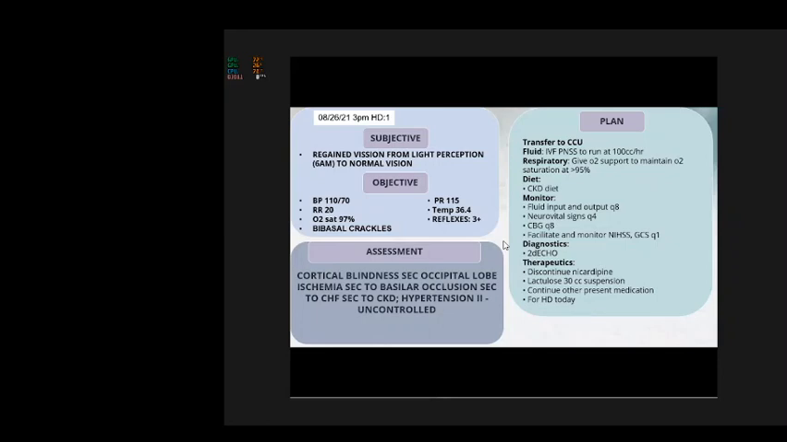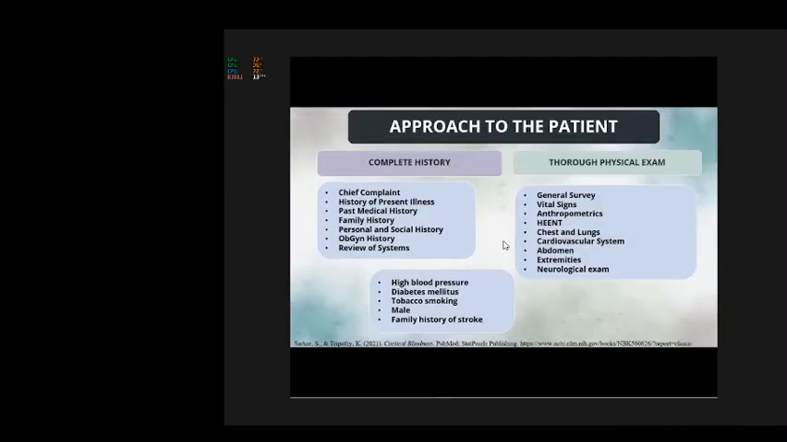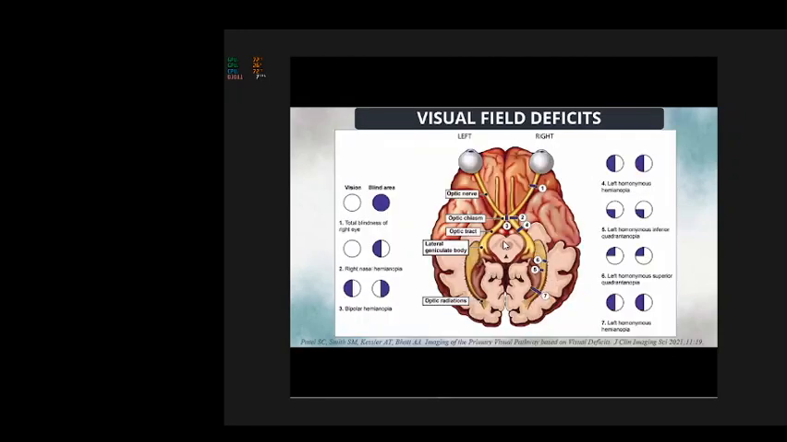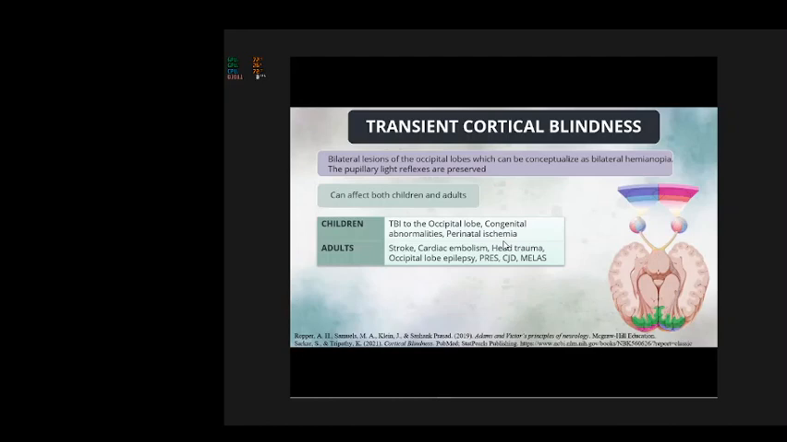Sige, next slide. Okay, next slide. Okay, next slide. Okay, so here, visual cortex. Sige, next slide. So again, a repeat of the previous slide. Next slide. So transient cortical blindness.